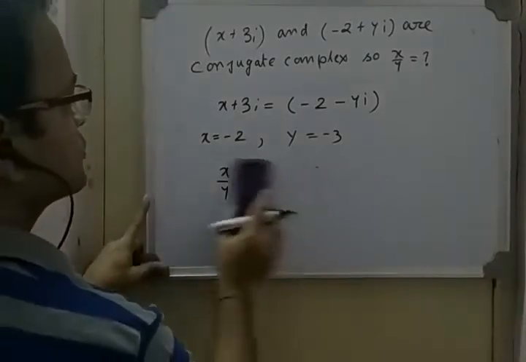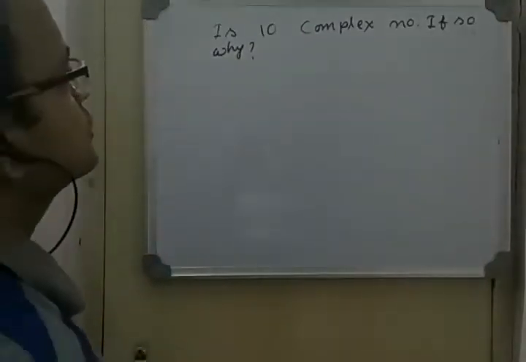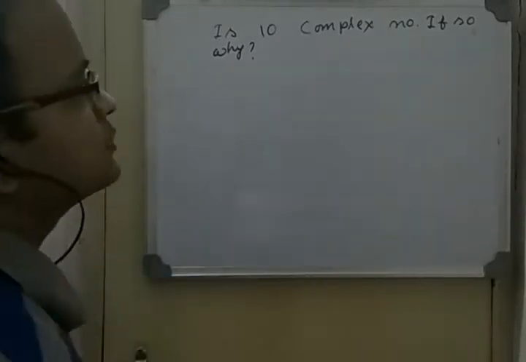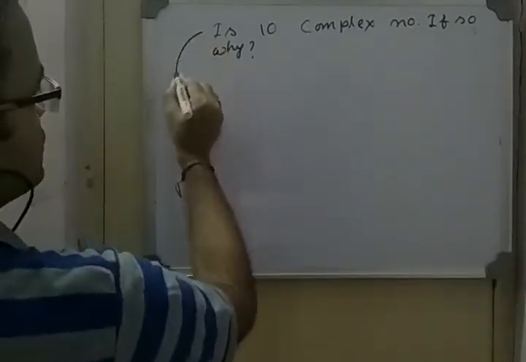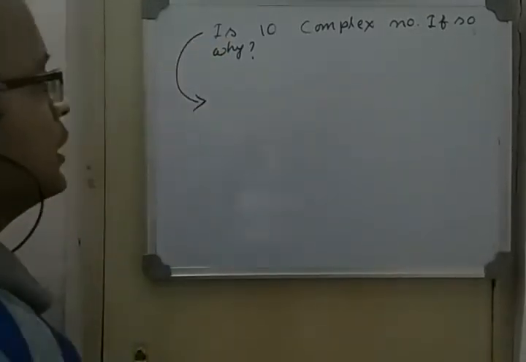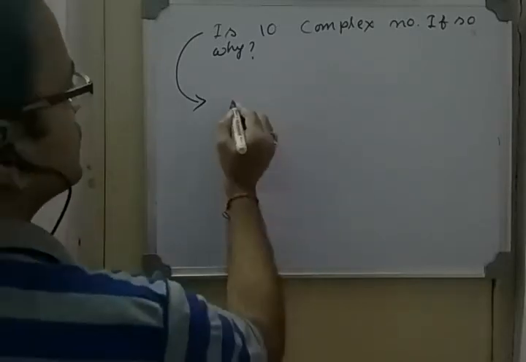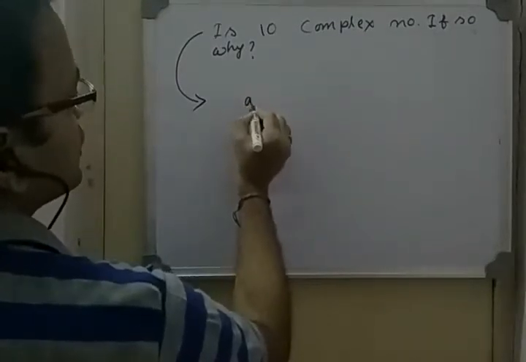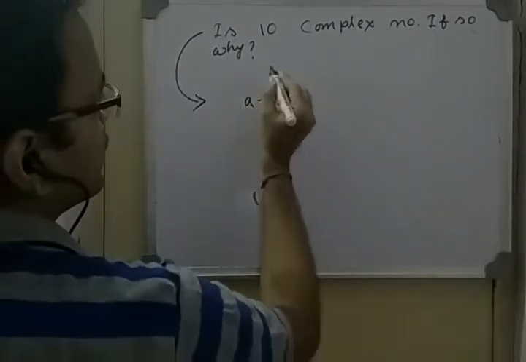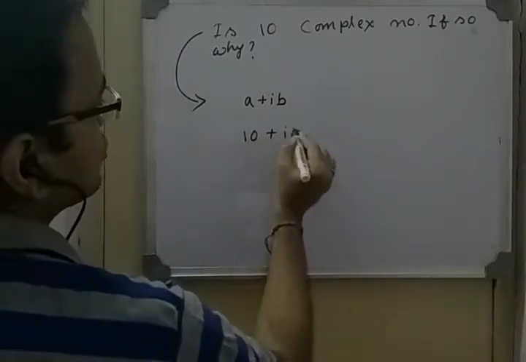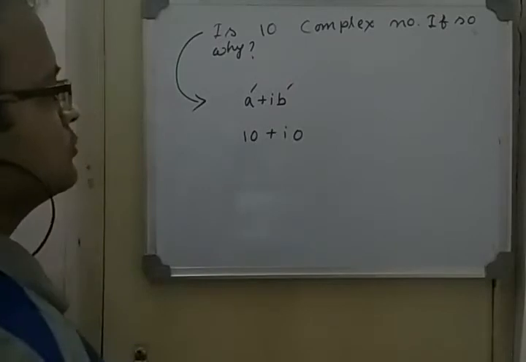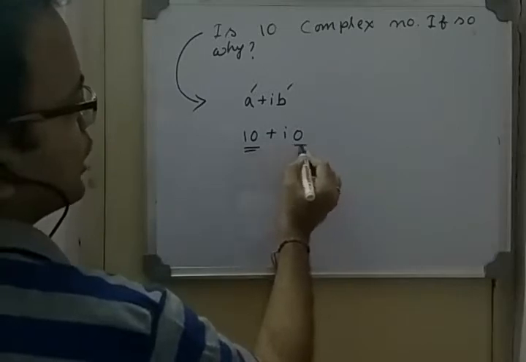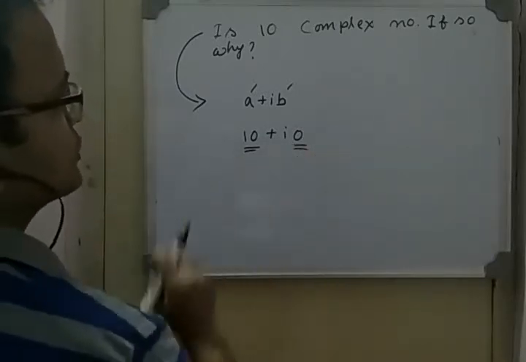Okay, so we move to the next problem. This is the next problem: is 10 a complex number? If so, why? We know that 10 is a real number, but it is also a complex number, as I have already explained in the last class. What is a complex number? A complex number is any number which can be expressed in a plus ib form. So here 10 can be expressed as 10 plus i into 0. Here a and b are real numbers, so b can be 0. There is no restriction on that. So I can express 10 as this. So it is a complex number.